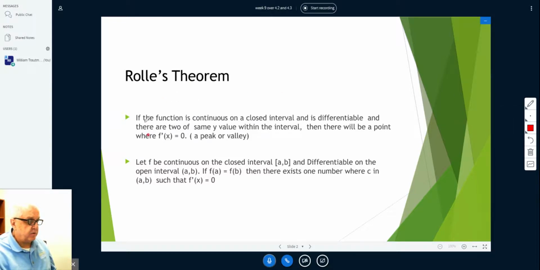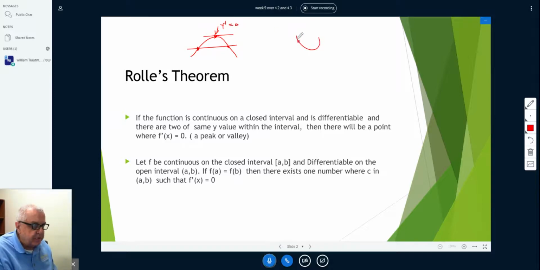If a function is continuous on a closed interval and differentiable, and they have the same y values within an interval, then there's a point between that interval where the slope equals zero. In other words, when slope is zero, you either have a peak or a valley, right? So if we have 2 points where the y value is the same, then there's a spot where the slope, where the first derivative equals zero.